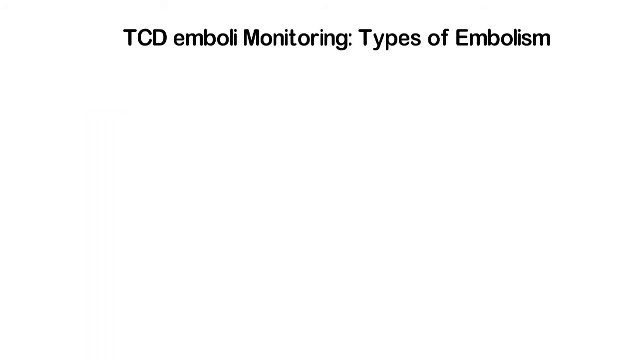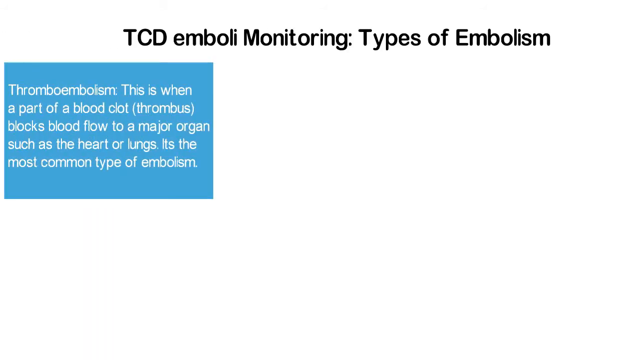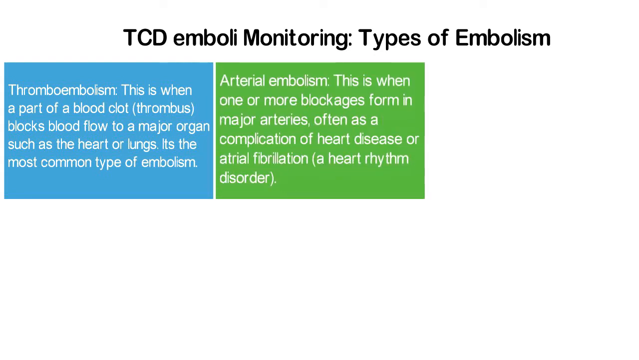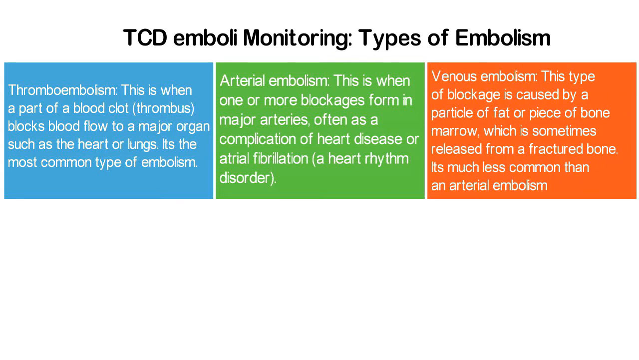TCD emboli monitoring. Types of embolism. Pulmonary embolism: this is when part of a blood clot, a thrombus, blocks blood flow to a major organ such as the heart or lungs. It is the most common type of embolism. Arterial embolism: this is when one or more blockages form in major arteries, often as a complication of heart disease or atrial fibrillation, a heart rhythm disorder. Venous embolism: this type of blockage is caused by a particle of fat or a piece of bone marrow, which is sometimes released from a fractured bone. It is much less common than an arterial embolism.